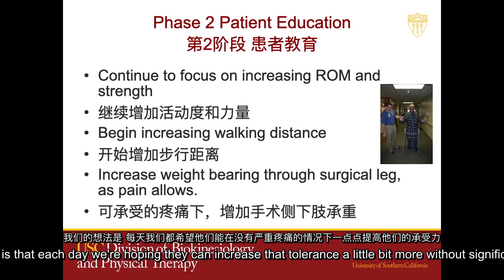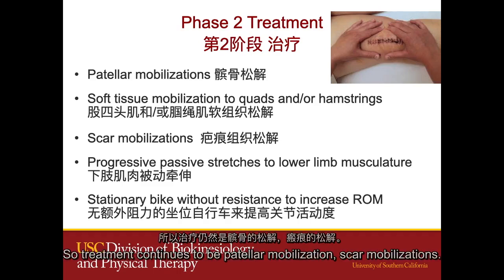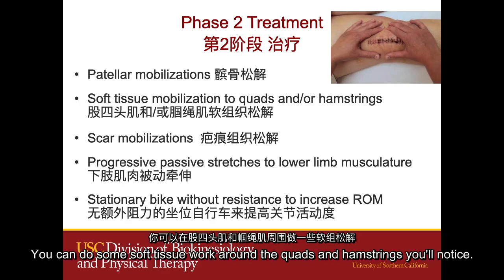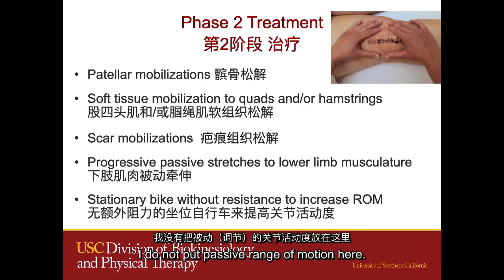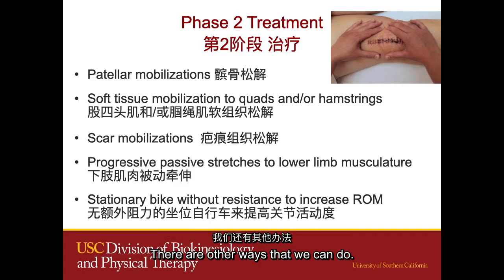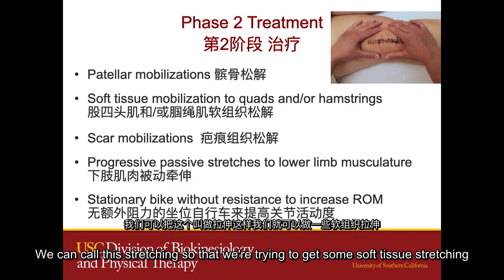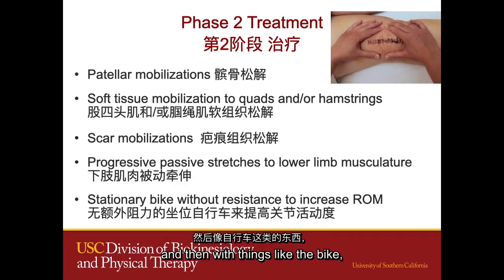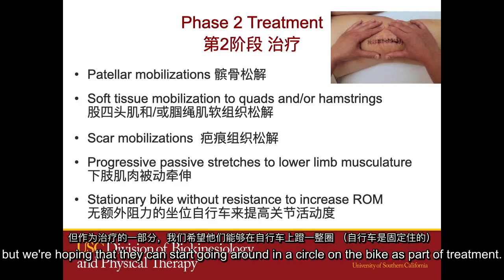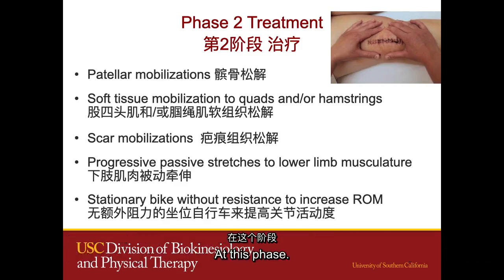without significant pain. So treatment continues to be patellar mobilizations, scar mobilizations. You can do some soft tissue work around the quads and hamstrings. You'll notice I do not put passive range of motion here. There are other ways that we can do. We can call this stretching, so that we're trying to get some soft tissue stretching. And then with things like the bike, no resistance, but we're hoping that they can start going around in a circle on the bike as part of treatment at this phase.